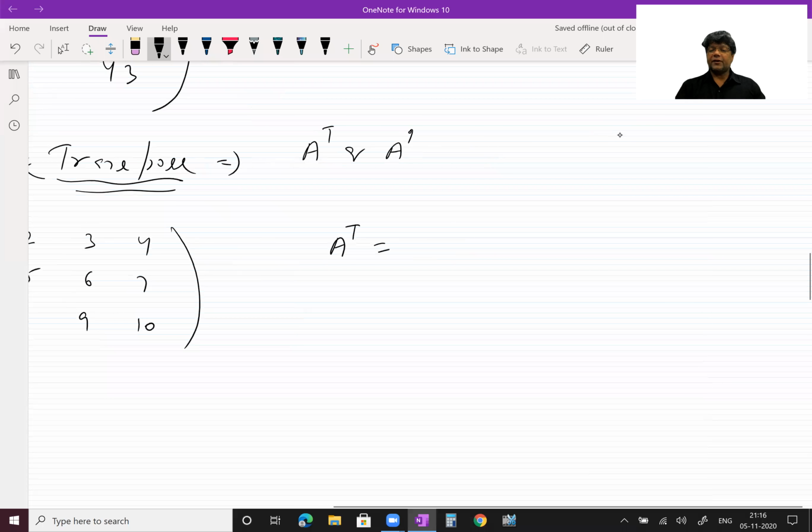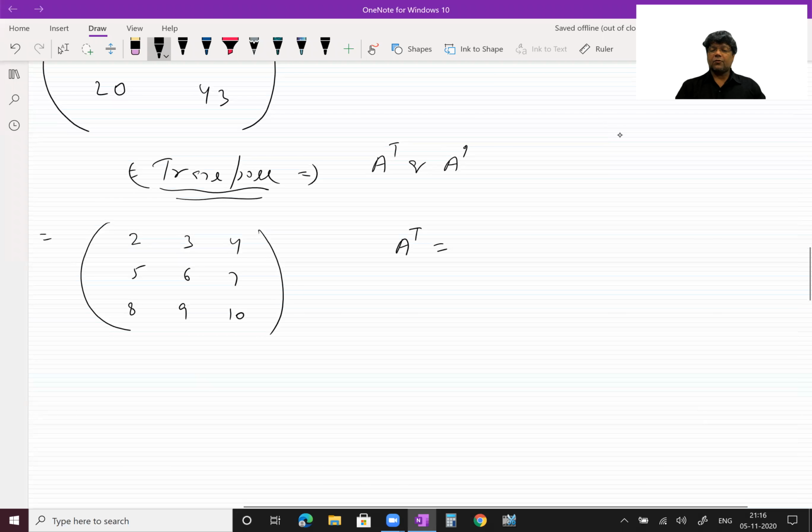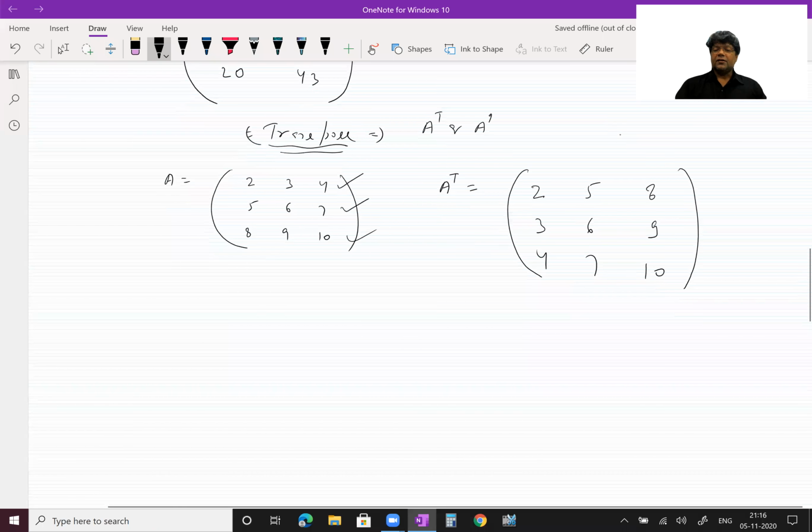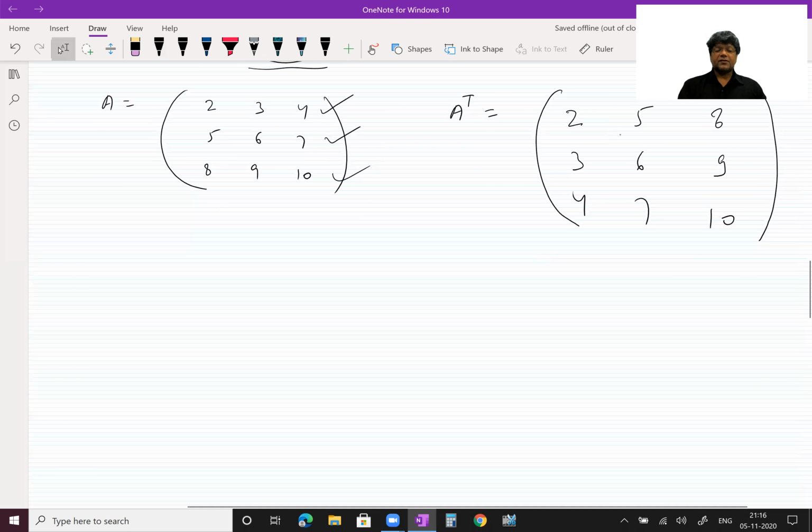So A transpose will be how to do? Either you write rows into columns or columns into rows. I am writing rows into columns. First row 2, 3, 4, I am writing in first column. Second row 5, 6, 7, I am writing in column 5, 6, 7. Third row I am writing in third column 8, 9, 10. So this way transpose is done. Now you guys, symmetric matrix and skew symmetric matrix definition, if you know, if A is equal to A transpose, that is called symmetric matrix.